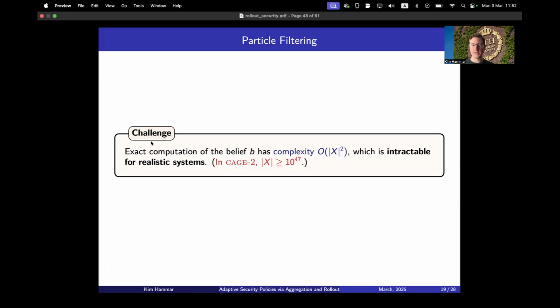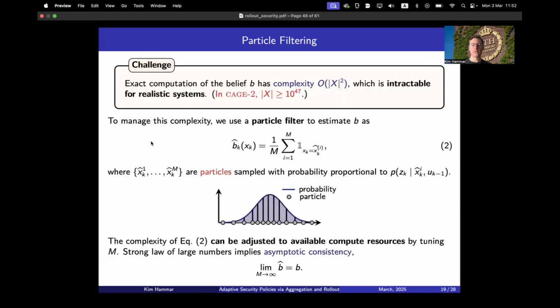So we instead estimate it with a particle filter. And this is relatively straightforward. So we maintain a set of sample states that we call particles. And those particles induce a probability distribution over the state space. And that distribution is then our estimated belief. And a nice thing about this filter is that the complexity can be controlled by setting the number of particles. And it also is consistent in the sense that when you increase the number of particles, you can expect a better estimation.